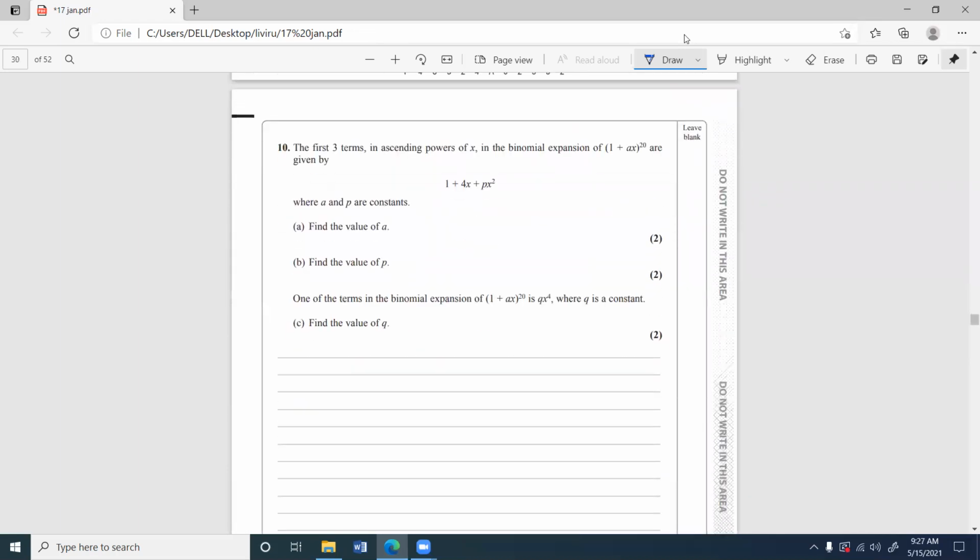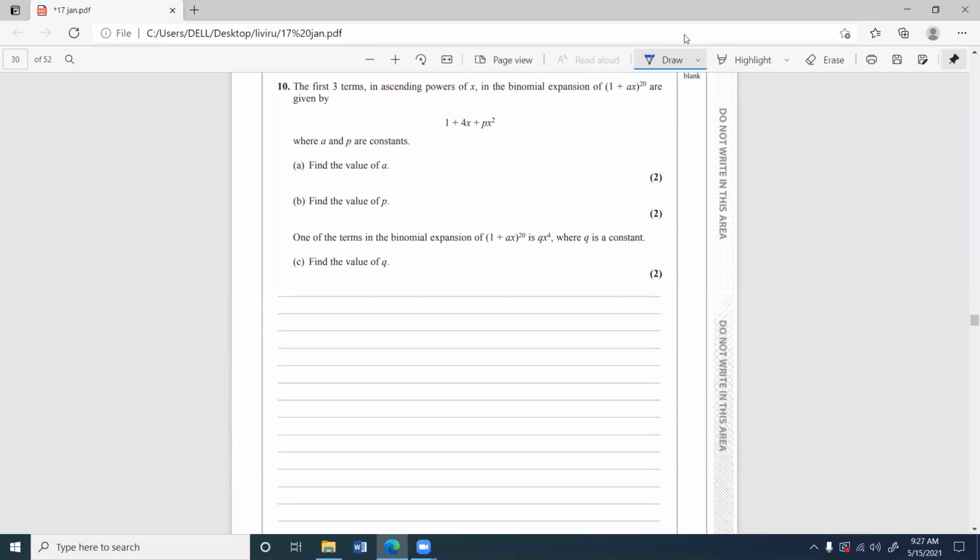Right. When you come up with this question, the first three terms of ascending power of x of a binomial expansion of (1 + ax)^20 are given. Find the value for this. So you can work out the first terms. We need the first three terms of ascending power of x. That means you have to start from 0 and increase the power of x one by one, first three terms. That is what you mean by ascending power of x.